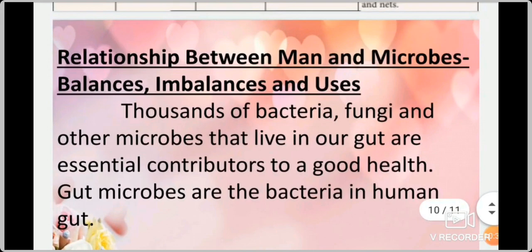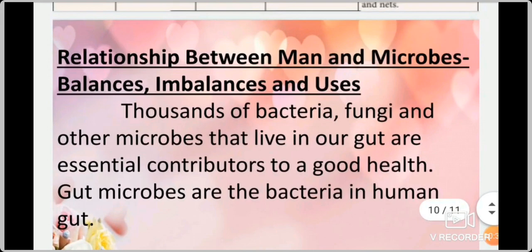Then gut microbes are the bacteria in human gut. Gut is nothing but the stomach. Okay. Microorganisms are present in our stomach. Like bacteria are present in our stomach, which is helpful, which is a good bacteria, which is good for us. Okay, they are one of the most important things in our overall health and well-being.